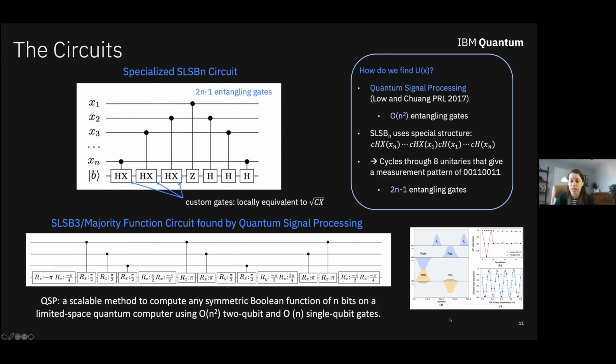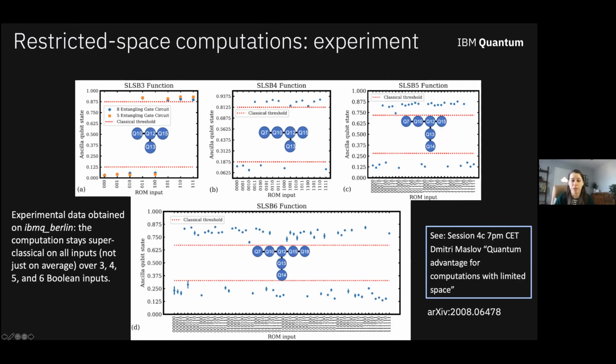So we actually use Qiskit pulse functionality to calibrate up the square root C0 and incorporate that into these circuits and run everything through Qiskit pulse. So the results are that we were able to run this on up to 6 input bits on one of our 27 qubit devices, IBM Q Berlin. And we see that we're above the threshold for all of these cases for beating the classical limit.